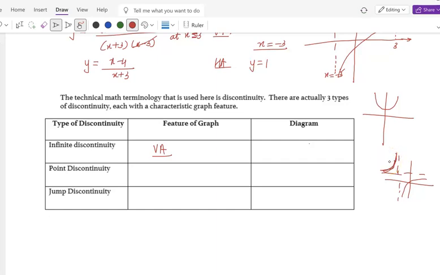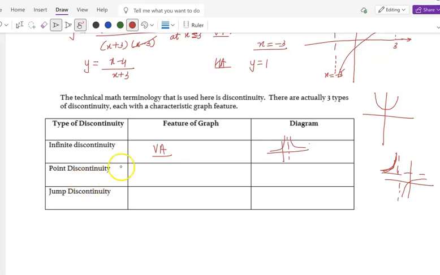Because of the asymptote, we are having the discontinuity. The diagram is this. You can have any graph like this. You can also have a graph like this, 1 upon x squared, because that also is infinite. These are just terms, random terms.